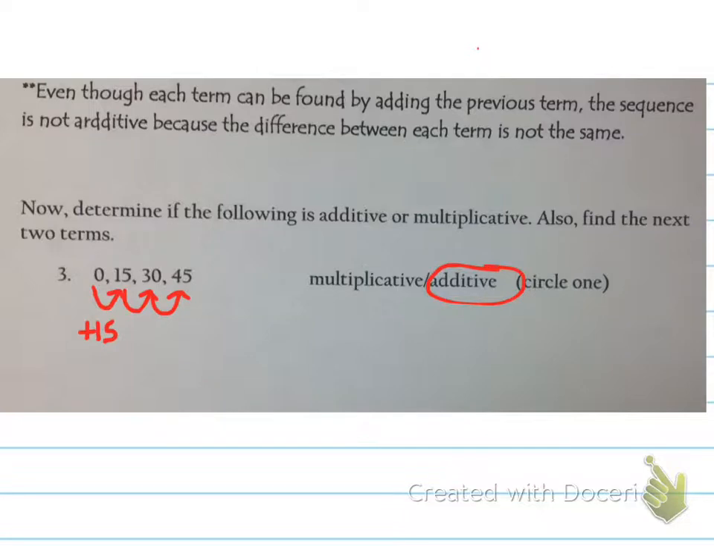Let's double check. That means that if I take 15 plus 15, I do get 30. And if I take 30 plus 15, I do get 45. Now, please find the next two terms on your own. And we will check tomorrow.